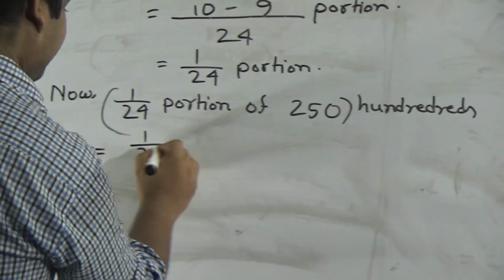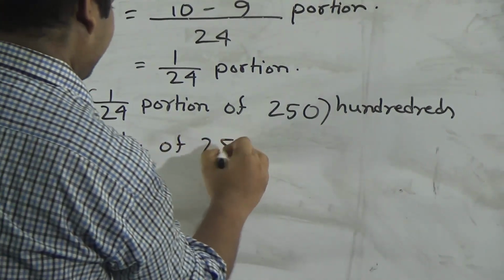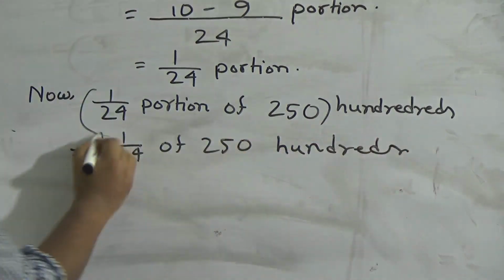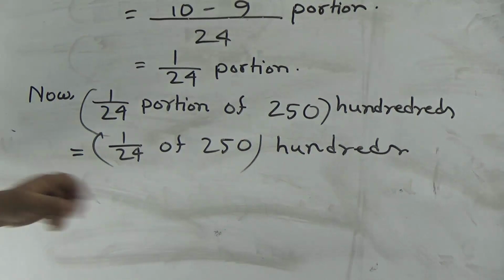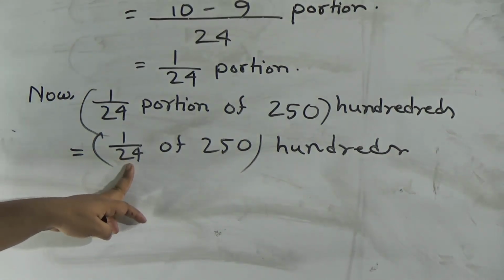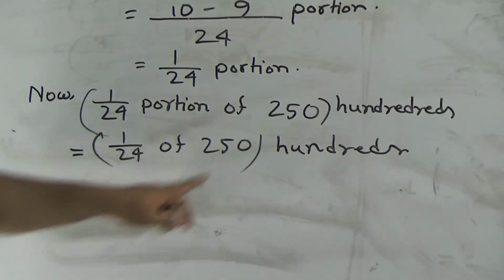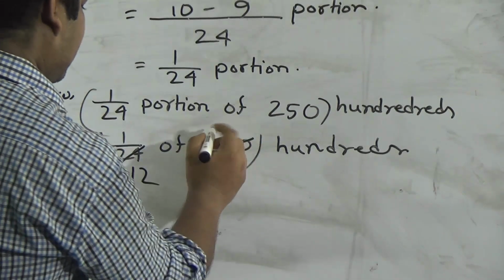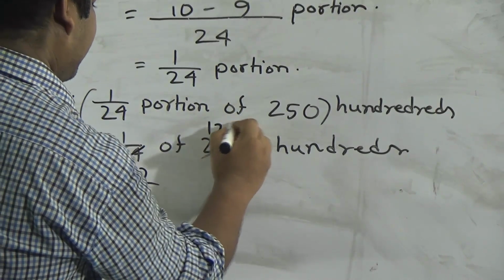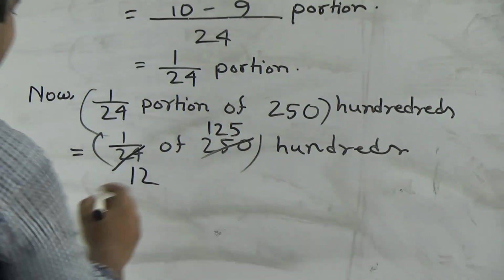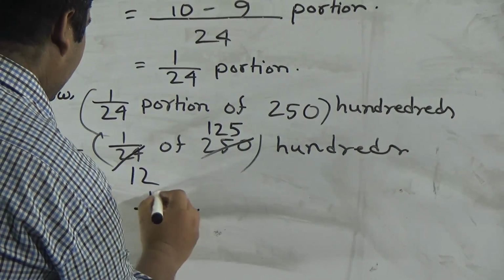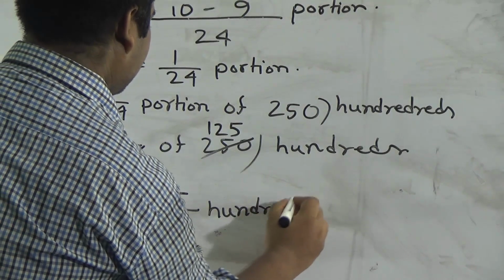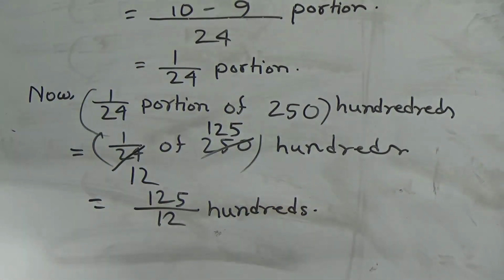Next, 1 by 24 of 250 hundredths. Now we cut. Here you notice 24, and this is 250. So cut this by 2 and it is 12. 2 1s are 2, 2 2s are 4, 2 5s are 10. That means left 125 by 12 hundredths. Okay, I hope you have understood.